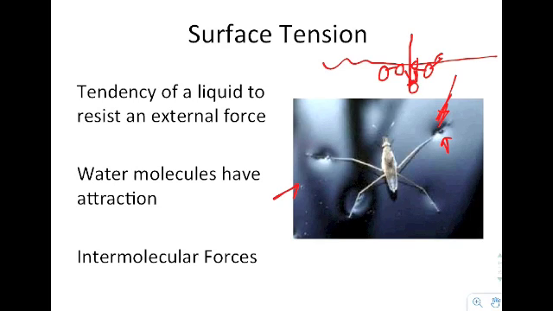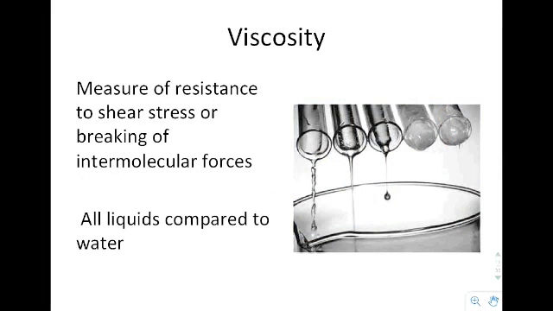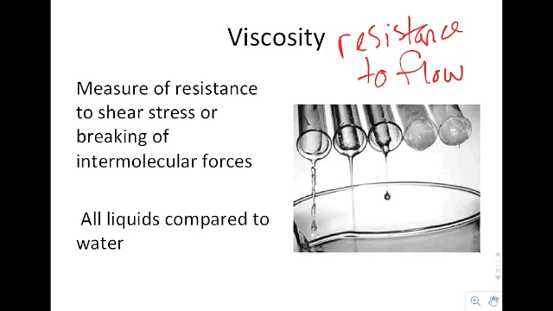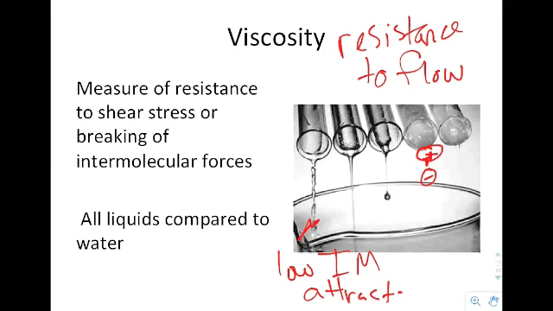If you have something like oil, oil is going to have a lot lower surface tension. Viscosity is the resistance to shear stress, or the breaking of intermolecular forces. You can think of it as the resistance to flow. So how easily does a liquid flow? Does it pour very easily? The reason why it pours very easily is it has low intermolecular attractions. The greater the intermolecular attractions, when something pours, these things actually stick together. And the reason why they're sticking together is there's such a strong attraction between the partial positives and partial negatives.